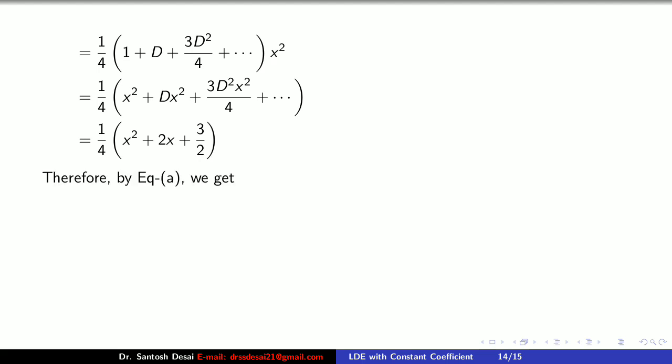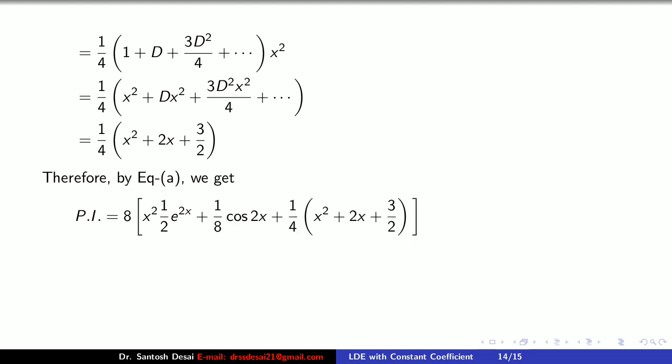Now putting these values in equation A, so we get y p is equal to 8 into bracket, we get this one. So substitute all the values, we get this. Now multiply this bracket by 8, so we get 4x square e raised to 2x plus cos 2x, and 8 into 1 by 4, that is 2. So inside the bracket we take 2, we get 2x square plus 4x plus 3.